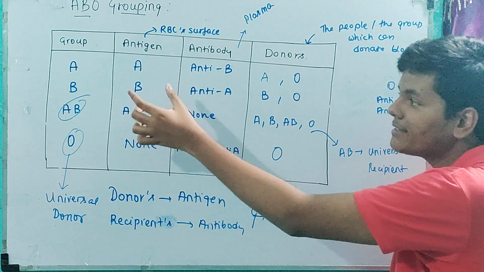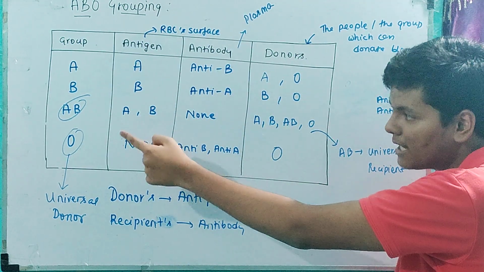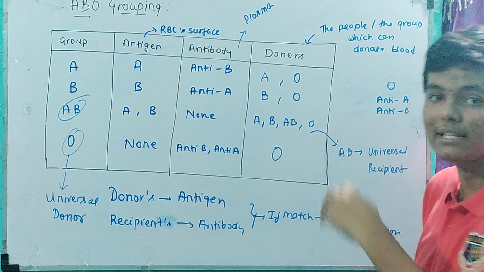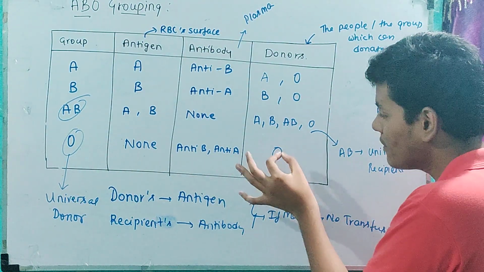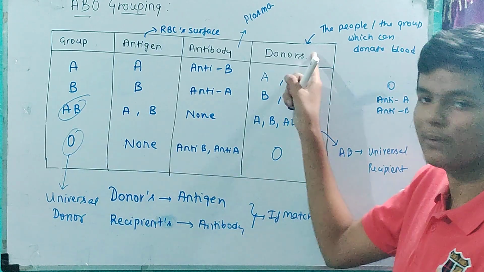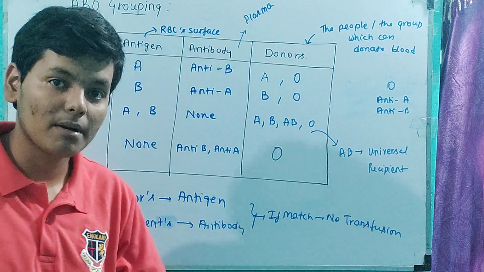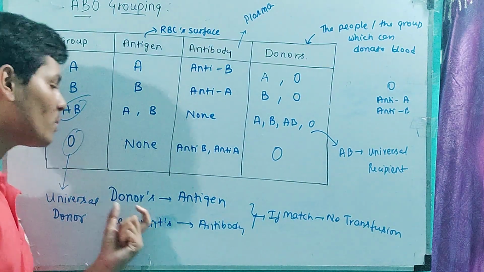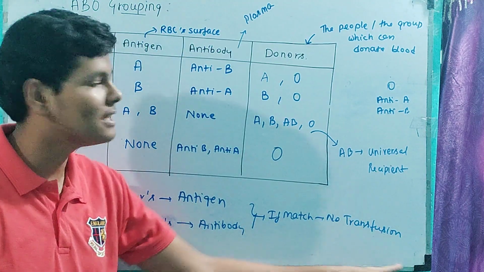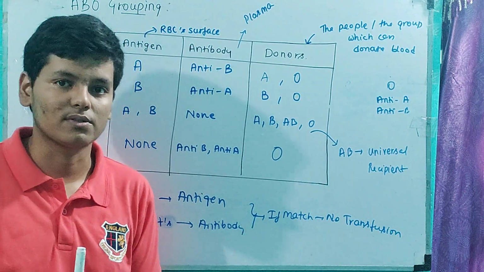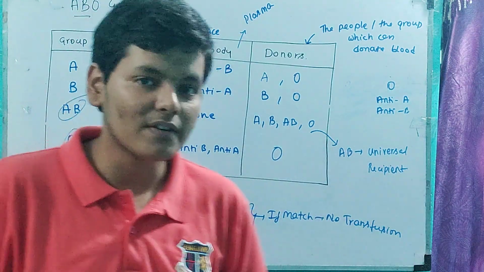Now, A can receive blood from both A and O, B can receive blood from both B and O, AB can receive blood from A, B, AB and O. That is why AB is called universal recipient, and O can receive blood only from O, but O can donate blood to everyone. That is why O is called universal donor. How can we check if a person can donate blood to someone or not? We have to check the donor's antigen and the recipient's antibody. If they match, then you should not transfuse the blood. If you transfuse it, the blood will clot and the person will die. So this was the first grouping.